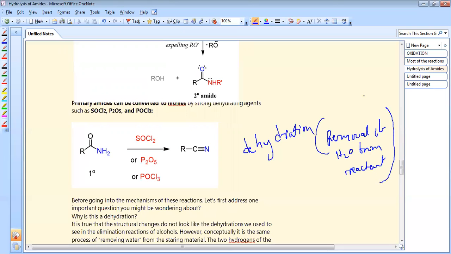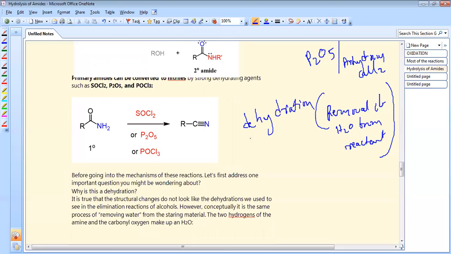So this is hydrolysis. In lower classes we have studied hydrolysis with P2O5, anhydrous calcium chloride, SOCl2, PCl3, POCl3. We have already studied SOCl2, which is thionyl chloride. It is one of the best chlorinating agents.